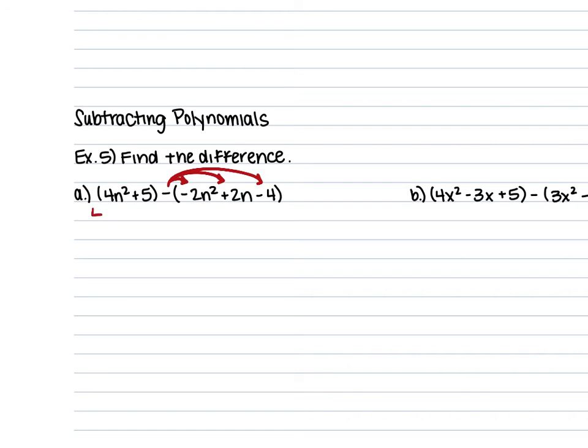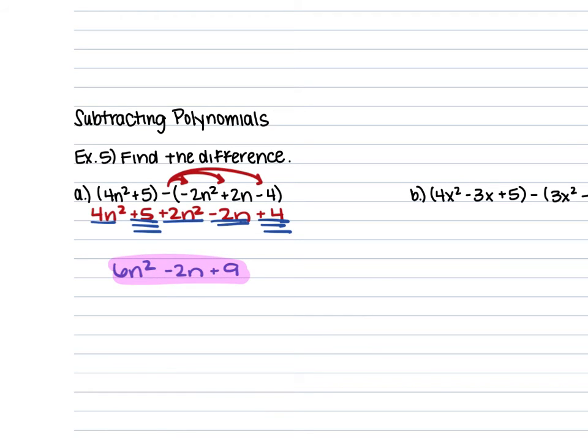So if I rewrite this, I have 4n squared plus 5, a negative times a negative 2n squared is a positive 2n squared. A negative times 2n is a negative 2n, and a negative times negative 4 is a positive 4. So now I'm just going to combine like terms. 4n squared plus 2n squared is 6n squared. I then have the negative 2n, which drops down because it doesn't combine with another n. Lastly, we have 5 and 4, which is 9. So this just gives us 6n squared minus 2n plus 9.